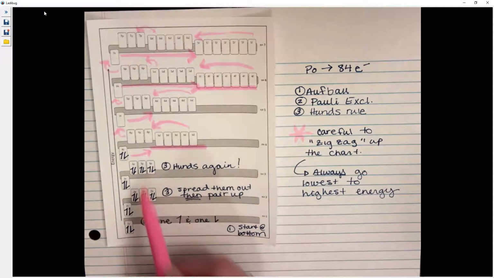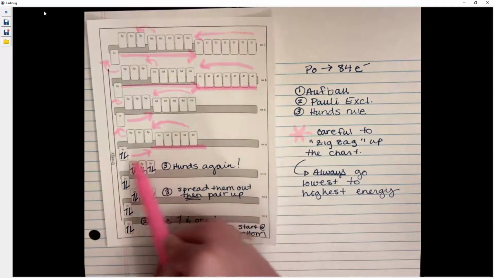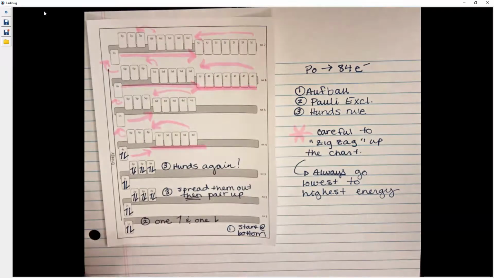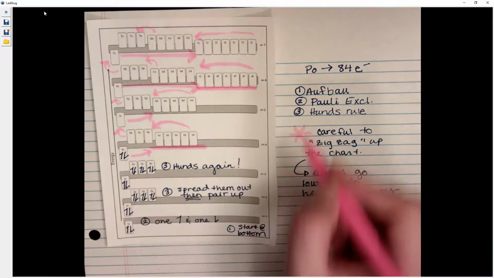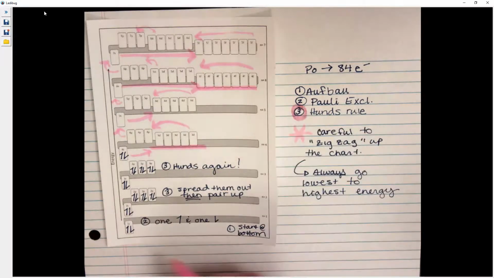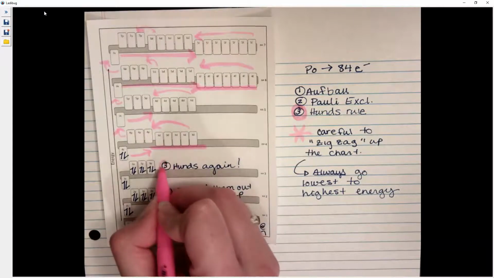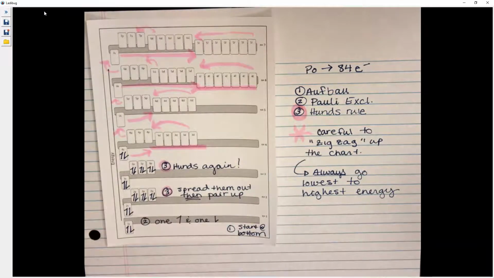So this giant pink mess is basically showing you that you have to kind of zigzag your way up, making sure that you are always following Hund's Rule, right? Hund's Rule is telling us that we got to zigzag up and down that chart, right? So let's fill out all of our electrons, okay?